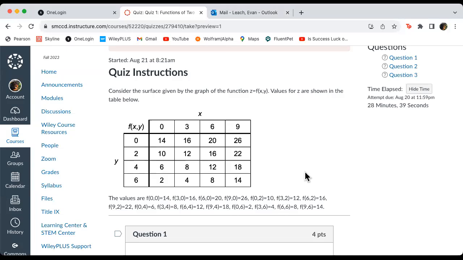So that shows up here because the first thing that we look at when we are trying to decide what a function looks like and how it's going to be behaving is how the function is changing. If we think about the quiz, in the x direction, we have these numbers. We have 14, 10, 6, 2, and then we have 16, 12, 8, 4.